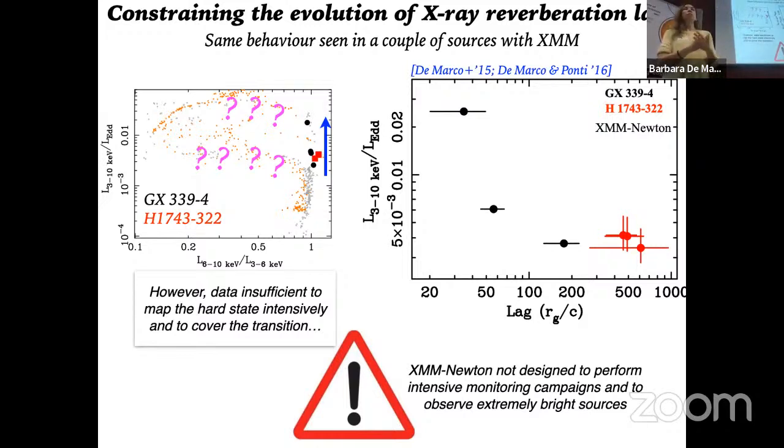And this is because XMM-Newton was not designed to perform this kind of study. First, the pointing is quite slow. If you give a trigger, it takes several days to point the telescope. And the other problem is that XMM cannot observe very bright sources. So this transition where everything happens, the jet disappears, the spectral properties change, happens at very high luminosities, and XMM has limitations to observe very bright sources.